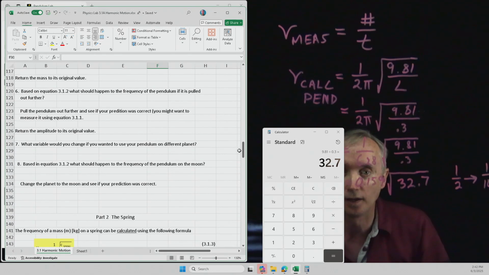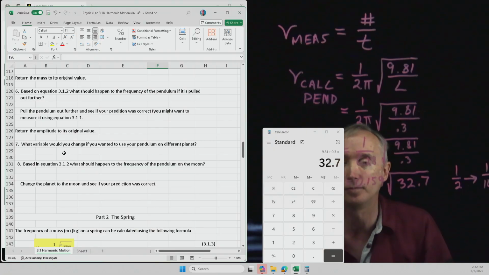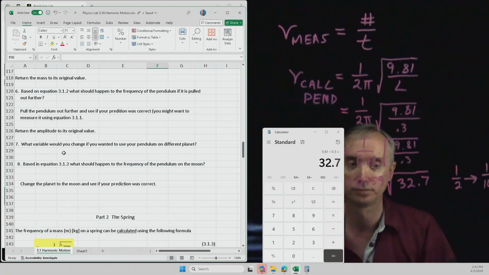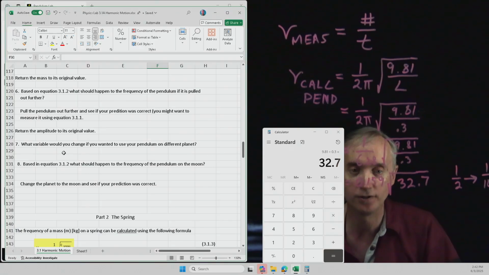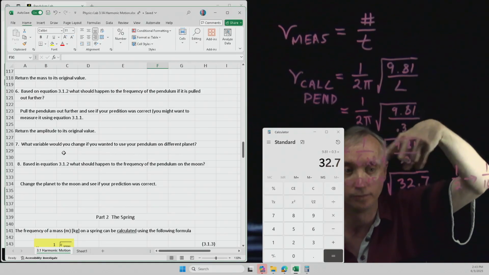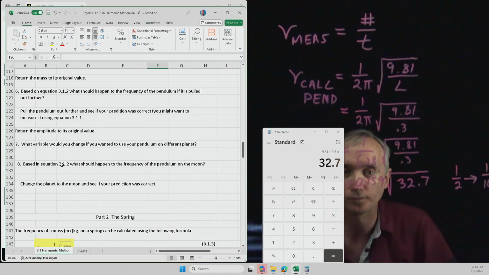And then number 7, what would happen if you used your pendulum on a different planet? Okay, so change the planet this time. Change it from Earth to the moon and see what happens to the pendulum when it swings. Okay, and so based on what would happen to the frequency of the pendulum on the moon, and then change the planet to the moon and see if your prediction was correct.